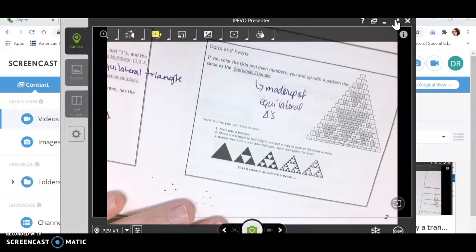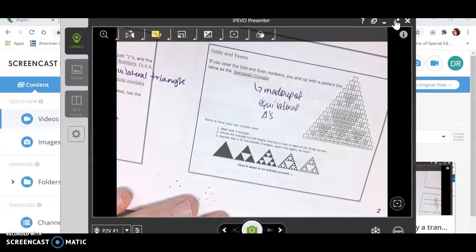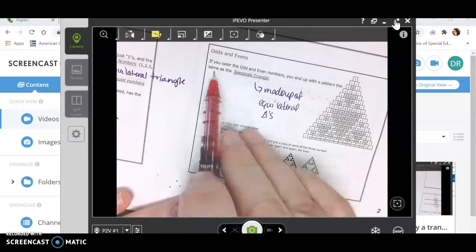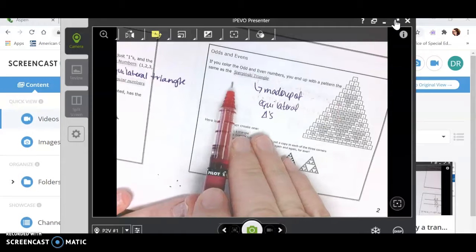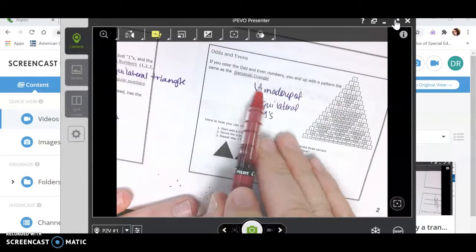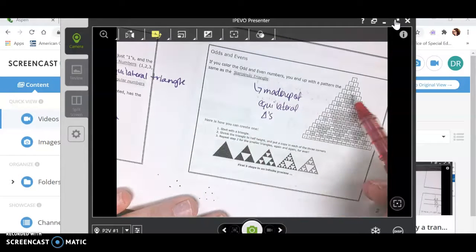All right. So another pattern, odds and evens. If you color the odd and even numbers, you end up with a pattern, same as the Sierpinski triangle. And that is just made up of little triangles. And it just keeps going and going.